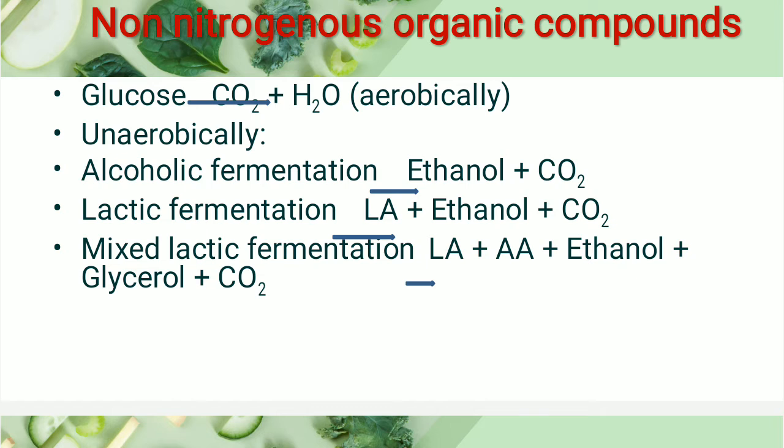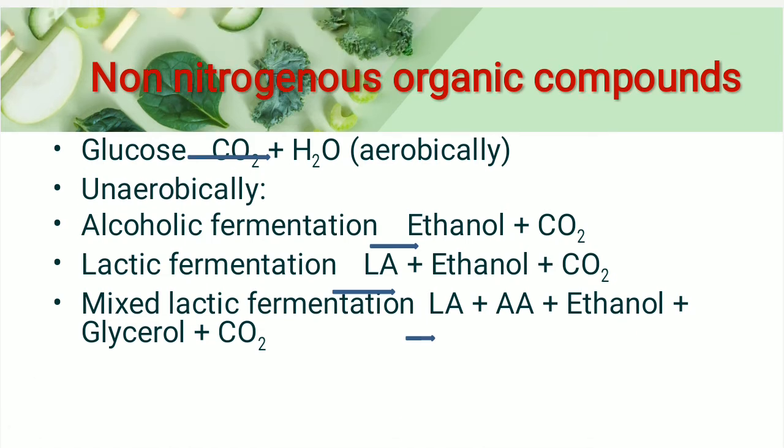Glucose undergoes oxidation and forms carbon dioxide and water. This is aerobic change. Aerobically, glucose is oxidized to carbon dioxide and water. But when the monosaccharide glucose anaerobically undergoes decomposition, what happens? In aerobic condition, it is a very simple process.